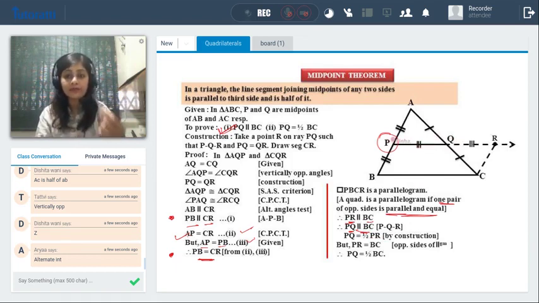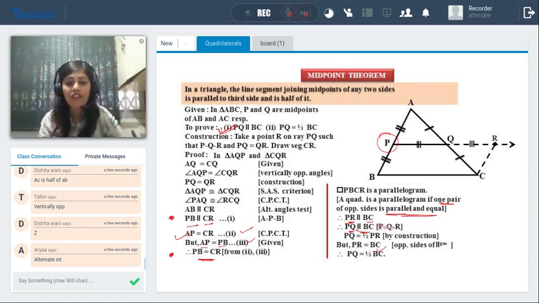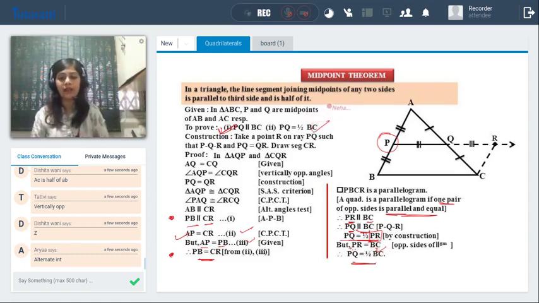Next, we needed PQ to be half of BC. So students, pay attention. Opposite sides of the quadrilateral, PR and BC, are also equal to each other. And we already know that from our construction, PQ is half of PR. If PR and BC are equal to each other, I can replace this PR with BC. So now I can say PQ is half of BC instead of half of PR. And there we have achieved the second part as well.